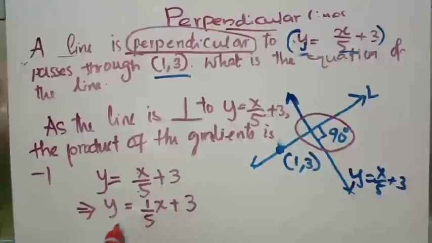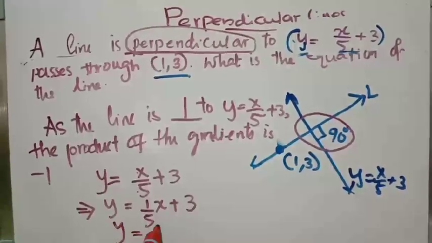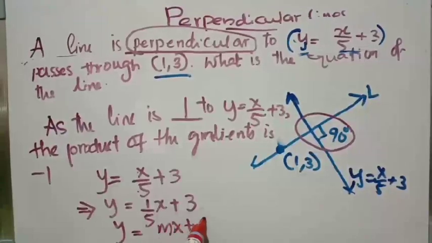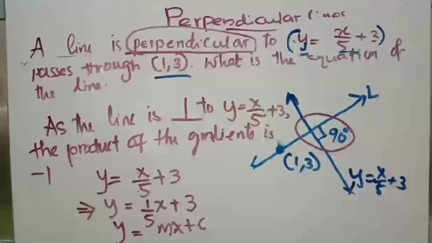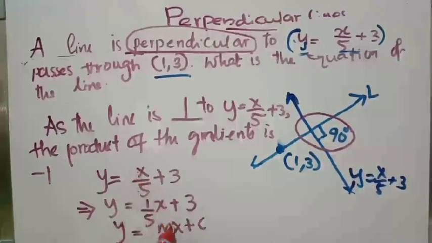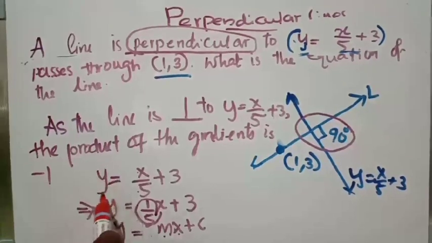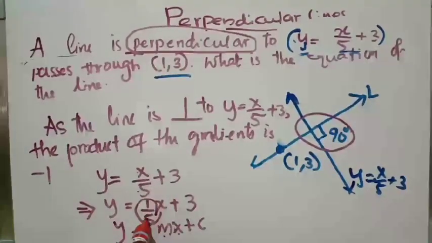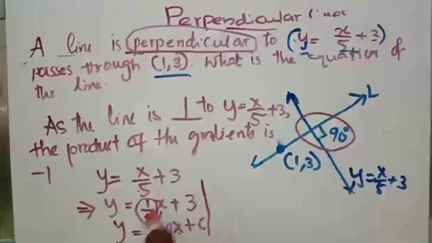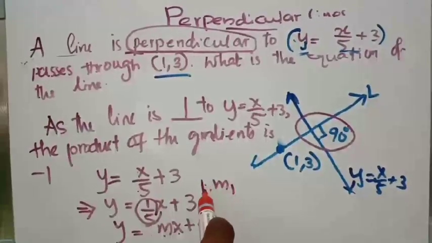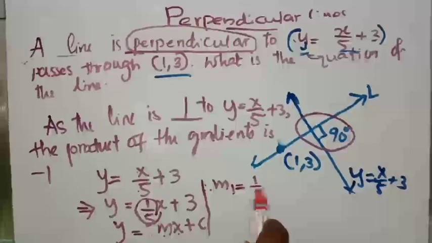And this equation looks like y equals mx plus c. This is the equation of a line that we learned in grade 9. So when you compare these two equations, m is the coefficient of x, and in our problem that is 1 by 5. So what is the gradient of this line? It's nothing but 1 by 5. Therefore m1 is 1 by 5.